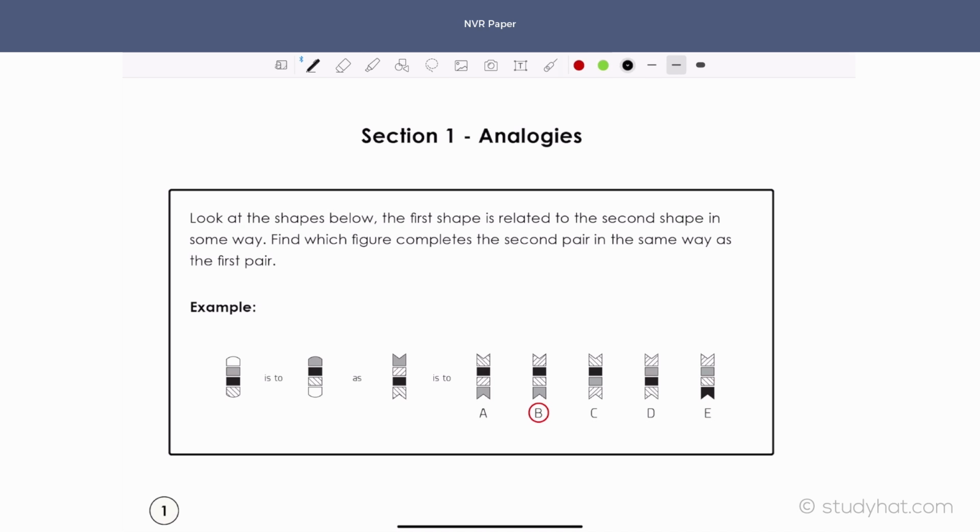So, if we have a look at the example one, we can see what's happened with the colours. Can you see that they have all gone up one? So, this has gone up here, this has gone here, and the stripes have gone there, and then the white has gone down the bottom. So we're going to be looking for one where this is at the top, this is the second, this is the third, and that's at the bottom. And you can see that is answer B. Okay, the shapes haven't changed, just the patterns.